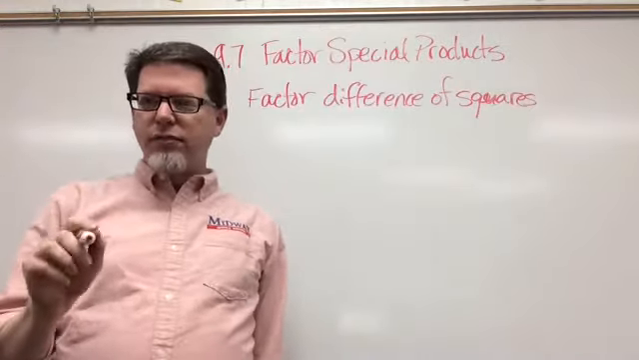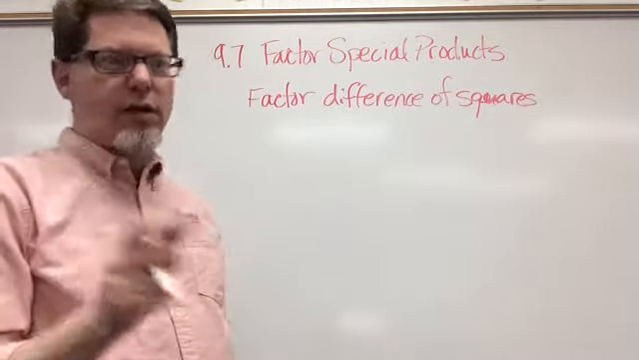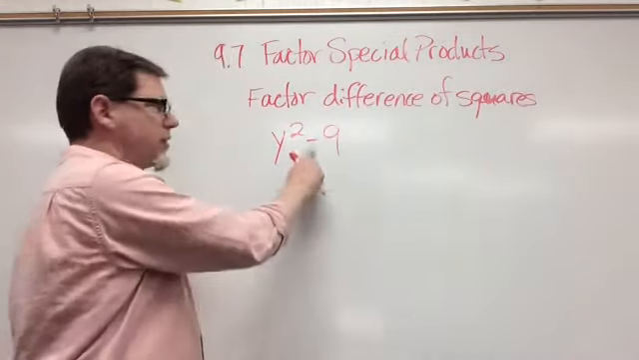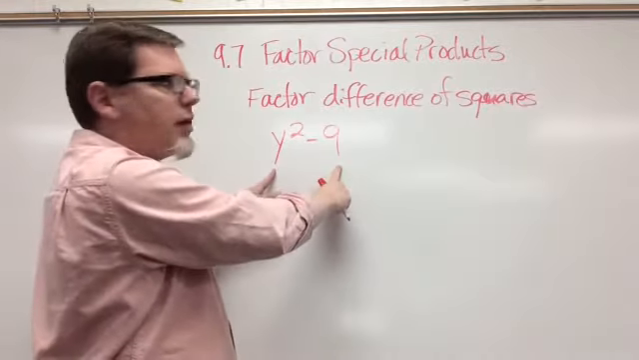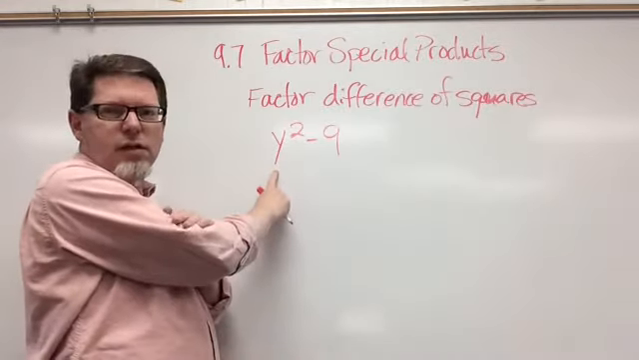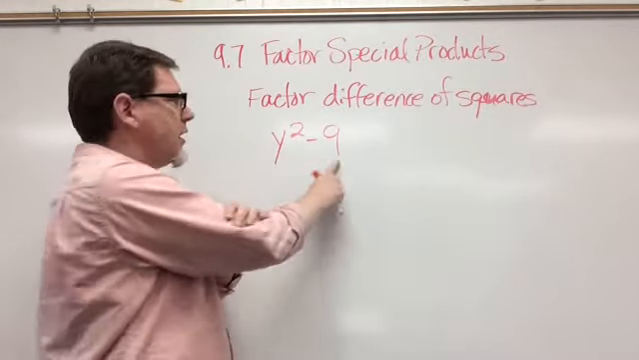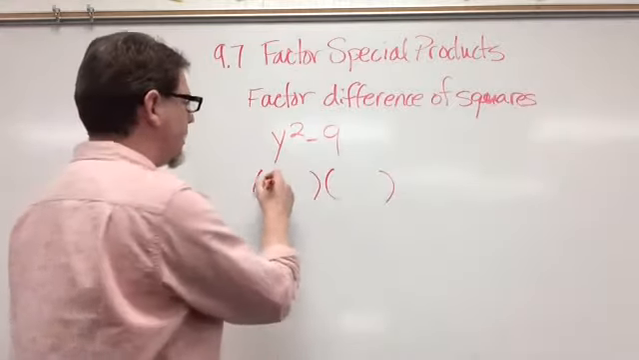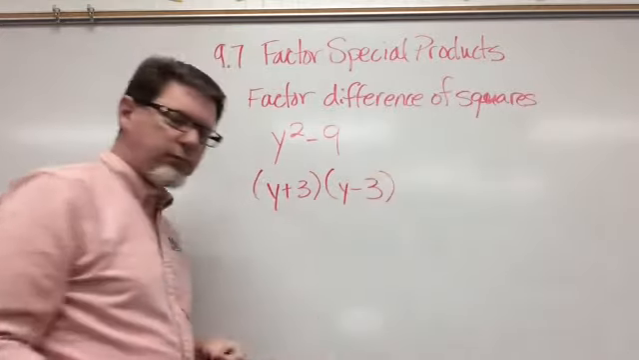When we factor a difference of squares, we are given the difference of two squares. For example, y squared minus 9. First of all, it's a difference, and both of these are perfect squares. y squared is a perfect square and the square root is y. 9 is a perfect square and the square root is 3. To factor this, I'm still going to have two binomials, but you'll remember from that shortcut, it's going to be y plus 3 and y minus 3.